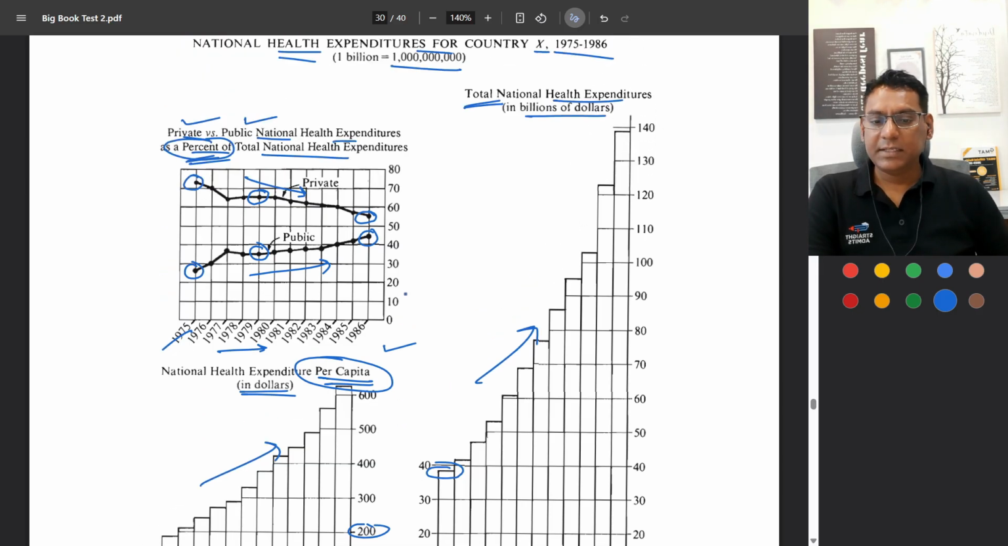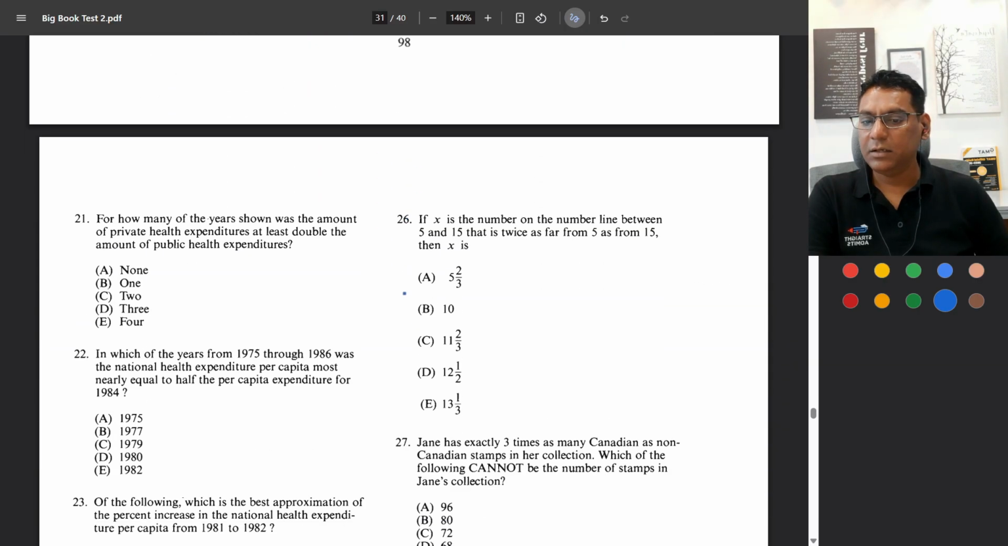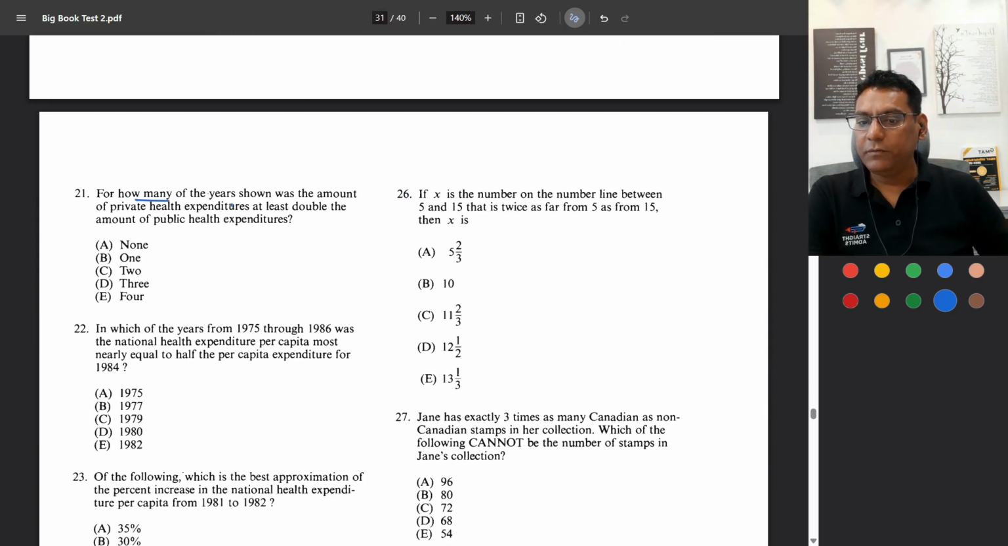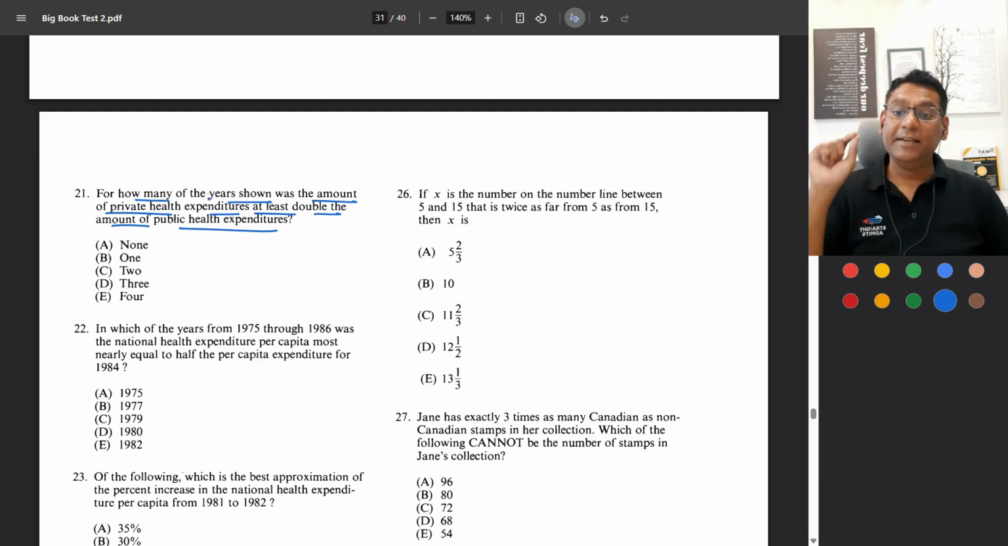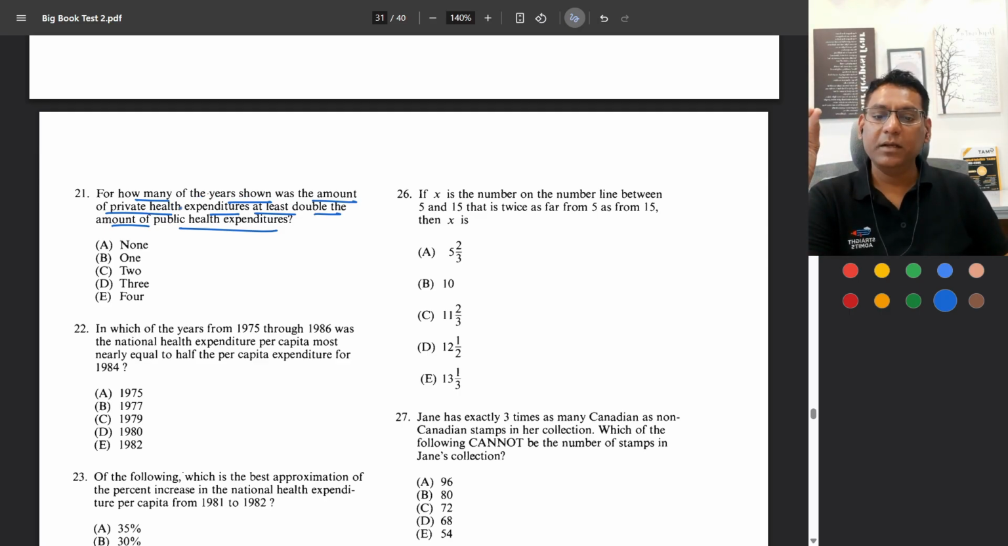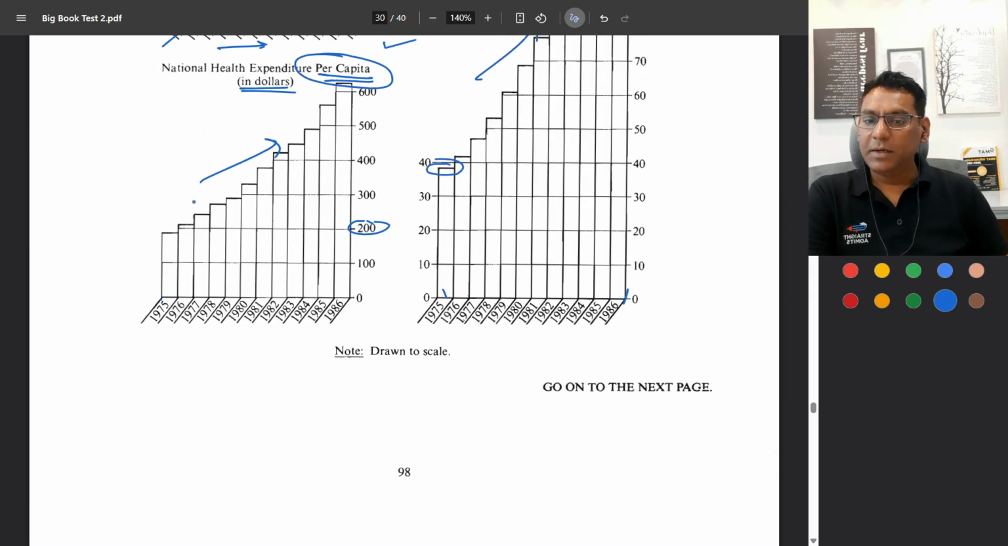Okay, so I guess I understand the graph. Let's look at the questions. For how many of the years shown was the amount of private health expenditure at least double the amount of public health expenditure? Oh, this is interesting. Okay, so they are saying private should be more than double public. In how many of these? Pretty straightforward.